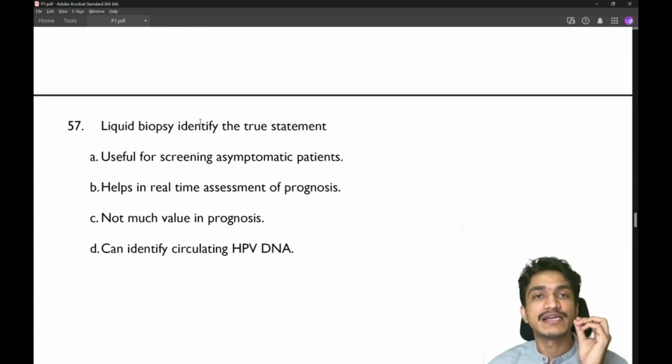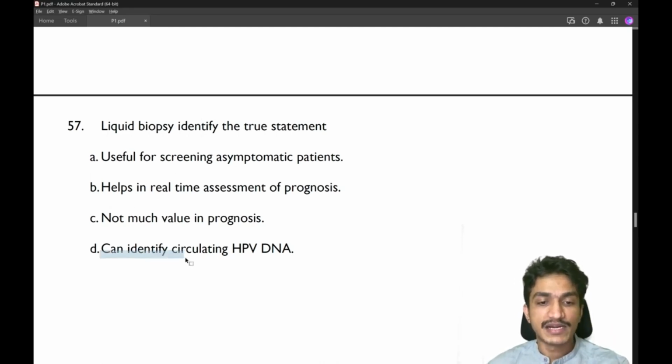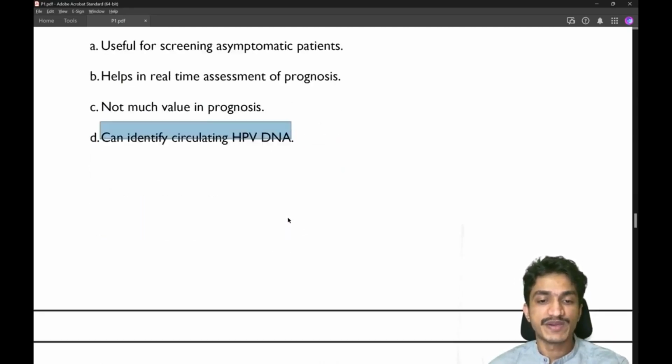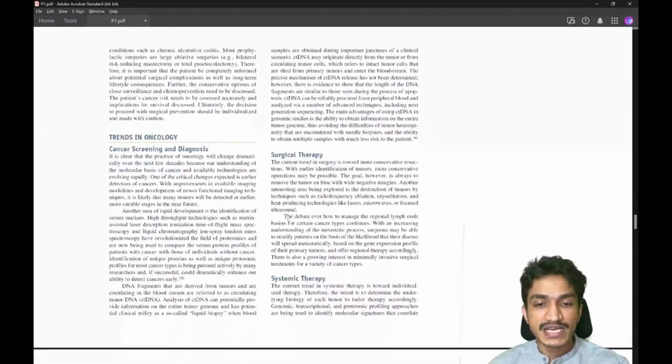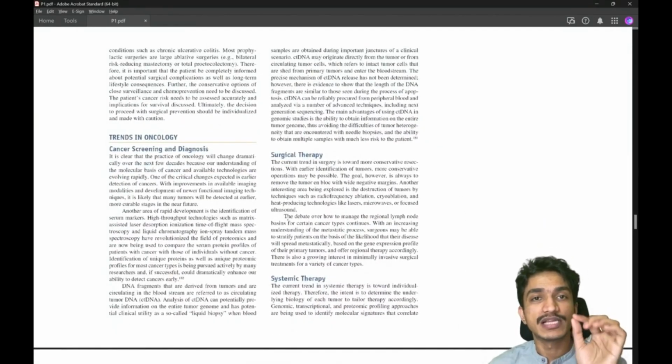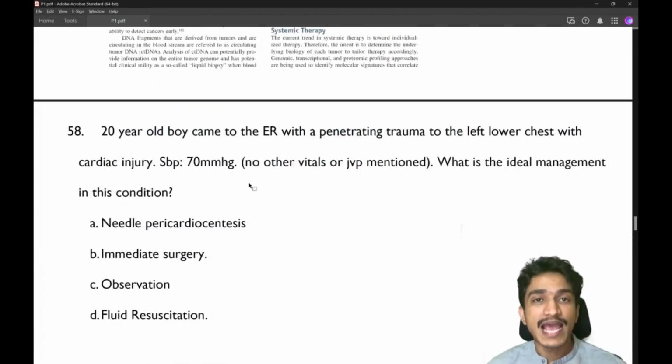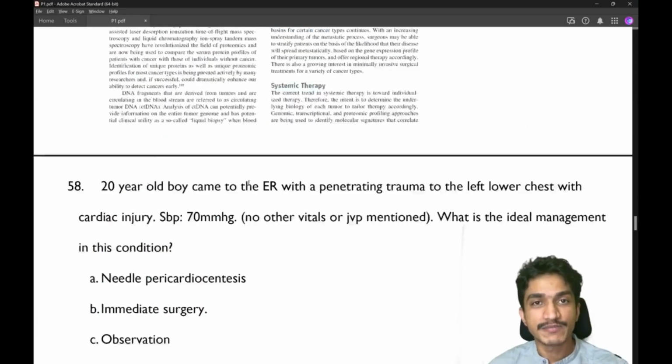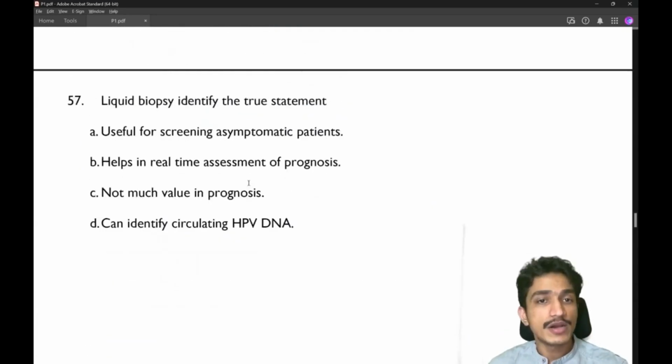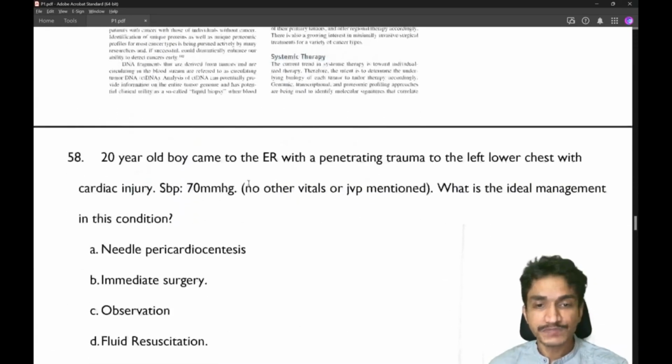So basically it measures the DNA, ctDNA in the serum, and it can help in identification of the circulating HPV DNA. So first of all, understand that liquid biopsy is for the ctDNA measurement in the serum, and it can be used in cervical cancer for the HPV DNA measurement. So D is correct according to me in this scenario.